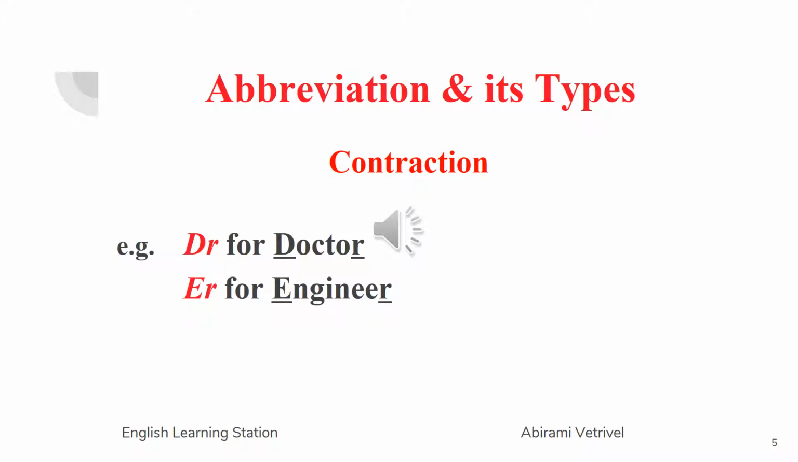The third type of abbreviation is contraction. Contraction is nothing but the abbreviated form of the word that is formed by taking the first and the last letter of the word. For example, DR for doctor and ER for engineer.